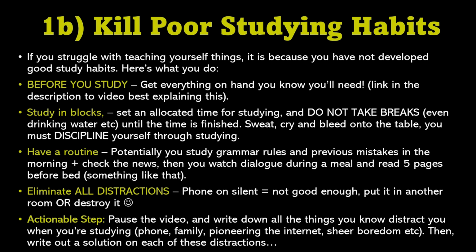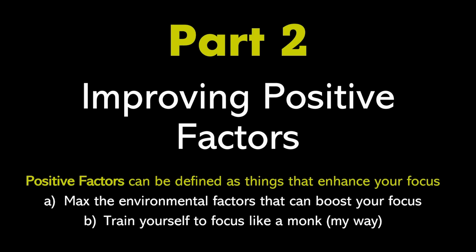That is what you need to do. But yeah, part 2. So part 1, as I said before, was getting rid of negative factors. Part 2 is about improving positive factors. Positive factors are different because they are things that enhance your focus, so you want to have positive factors. Surprise, surprise. If you have a grasp of the English language, you could probably assume that based on the word positive. But yeah, max the environmental factors that can boost your focus, and also train yourself to focus like a monk. Not literally a monk, but yeah, we'll get into it.